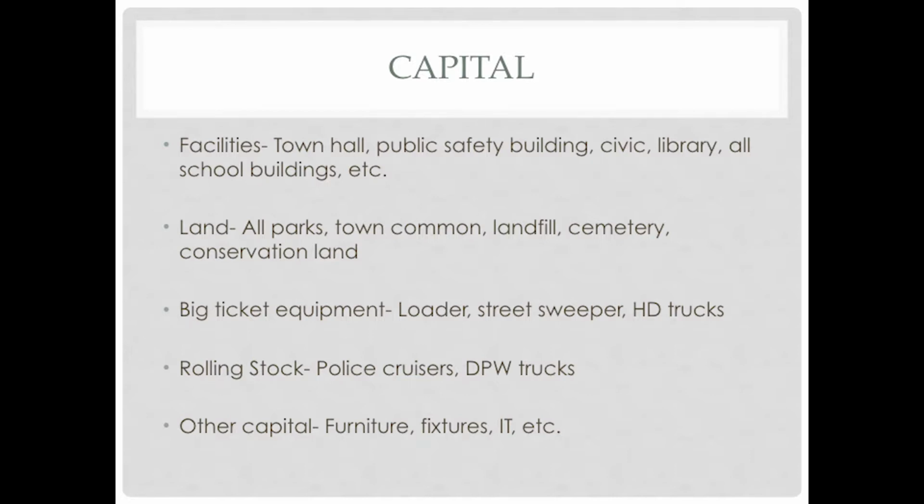But the town spends about $700,000 on its fleet every year for police, fire, DPW, the school department. So taking a step back and looking at the whole picture, we have a fleet asset worth millions of dollars that we spend between $500,000 and $1 million a year maintaining. So that's a different approach to looking at our capital spending.